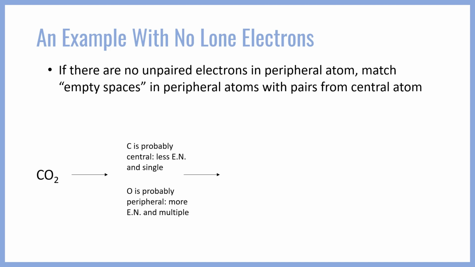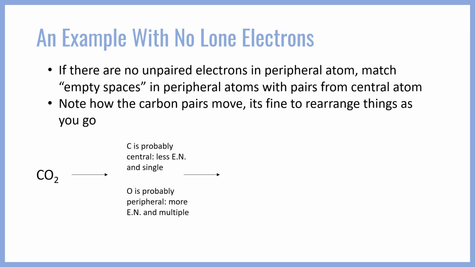So we want to go ahead and then draw our base valence for the electrons, but we want to note how the carbon pairs will move as we rearrange things. So we're going to draw our base valence, but when we go ahead and actually put together our first steps for the Lewis dot, we're going to need to move pairs, and that's totally fine. So our base valence is going to look like this. Carbon's going to have 4 electrons, and oxygen is going to have 6.